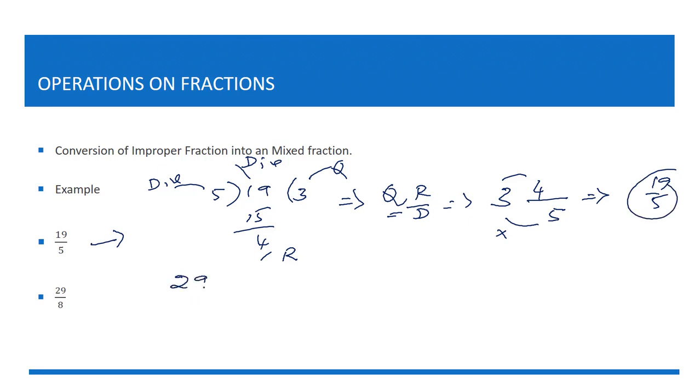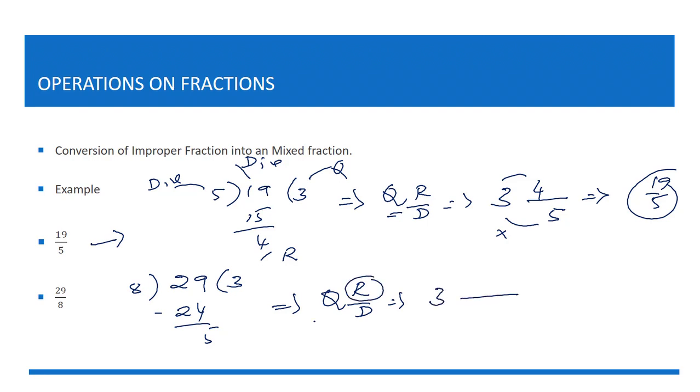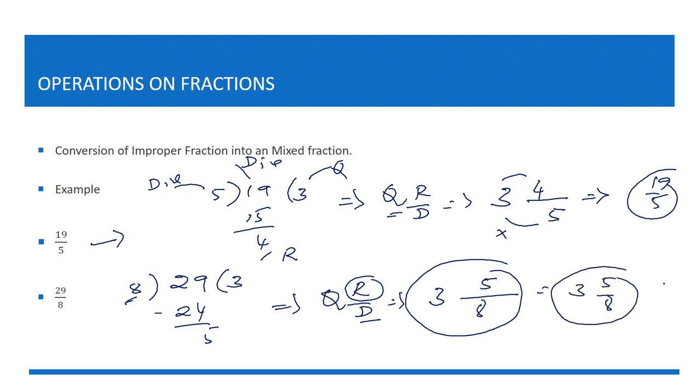Now let us take this 29 by 8. 8 3s are 24, 5 remainder, correct? Now how are you going to represent it? Q or D. Q means what? Quotient, that is 3 here. R means remainder, that is 5, and D means dividend and divisor, that is 8, correct? This is going to be 3 5 by 8, right?